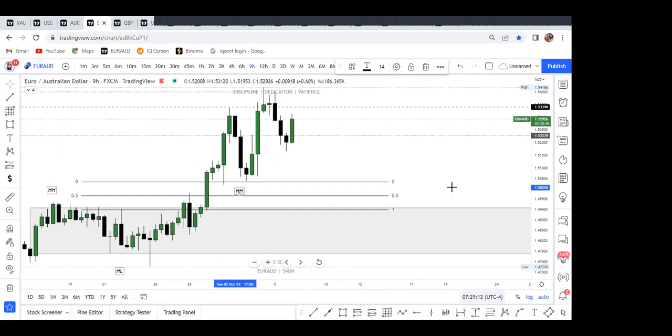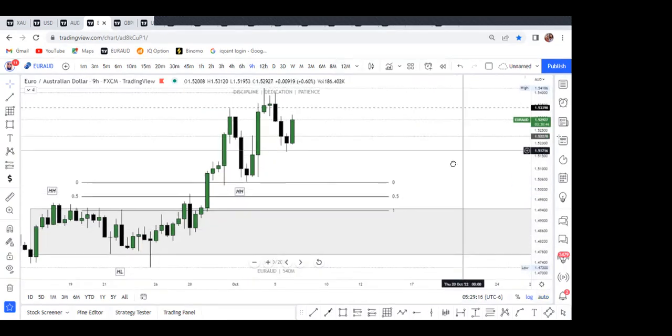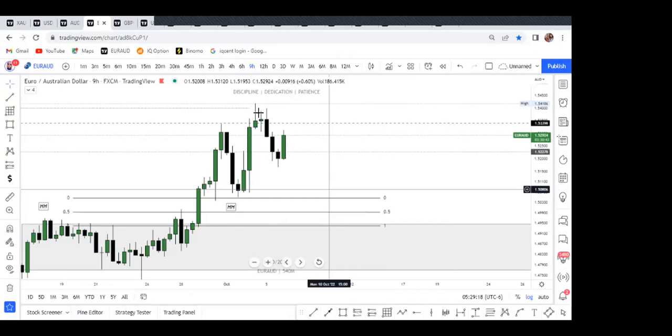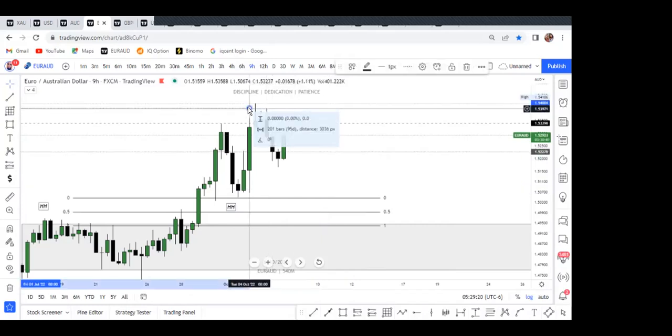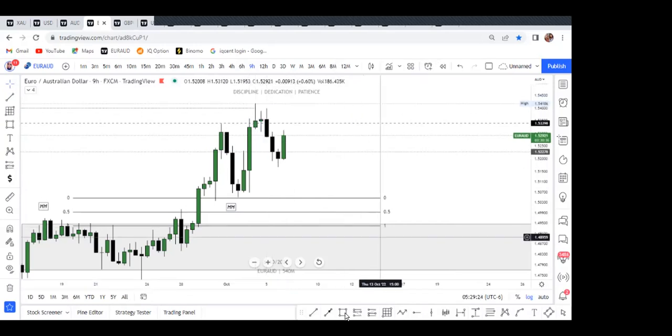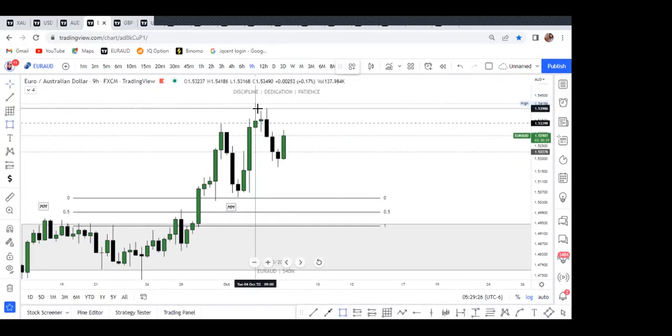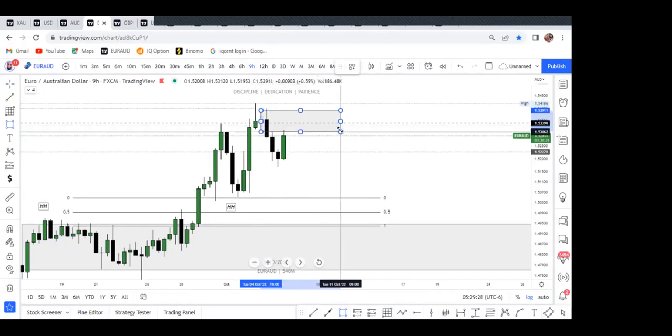Because in my opinion, I feel like she has set the high for the week. In as much as weekly range, we have liquidity resting above. This is already Thursday. She has set the high for the week. So I can look at this area for potential sells, which price is already reacting off that zone.